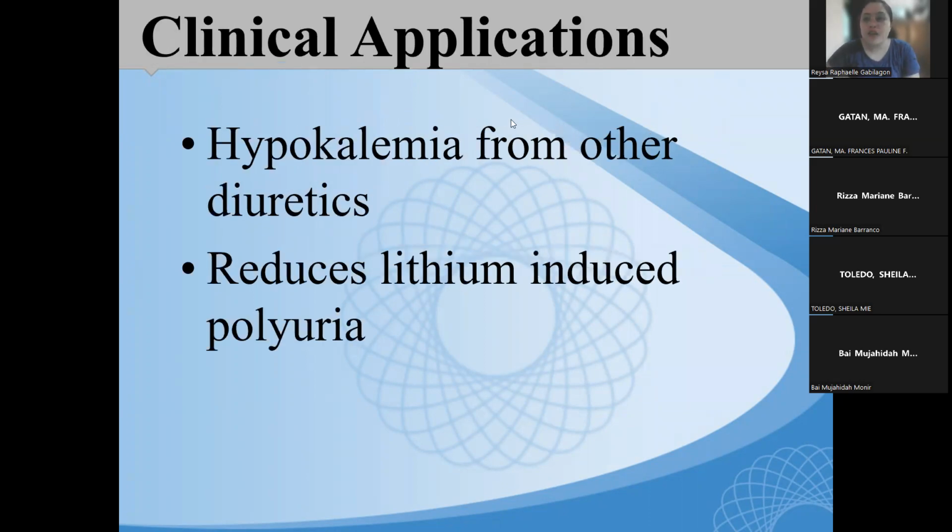Clinical applications of the two, triamterene and amiloride. We have hypokalemia from other diuretics. Therefore, this can also be given in combination with other diuretic agents. Our goal again is to prevent loss of potassium. And again, since this can cause increased renal lithium clearance, then in cases of lithium poisoning, we give the two.